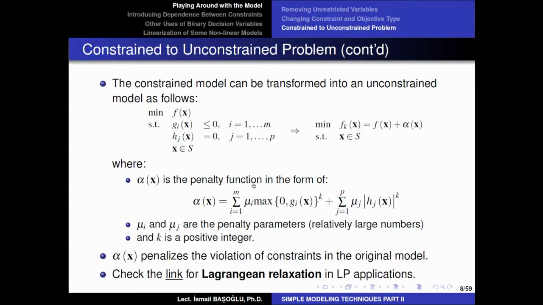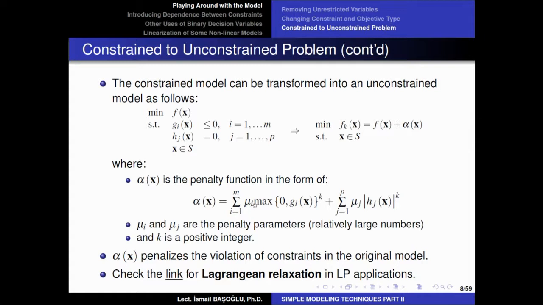This function will be called the penalty function, alpha of the decision variables. And how we are going to write this penalty function is explained here. Now, let's focus on this equation. First of all, we have two summations. In the first summation, the summation runs through the index i. i is changing from 1 to m. So this means for each of the inequality type of constraints here, we are adding up components calculated in the summation.